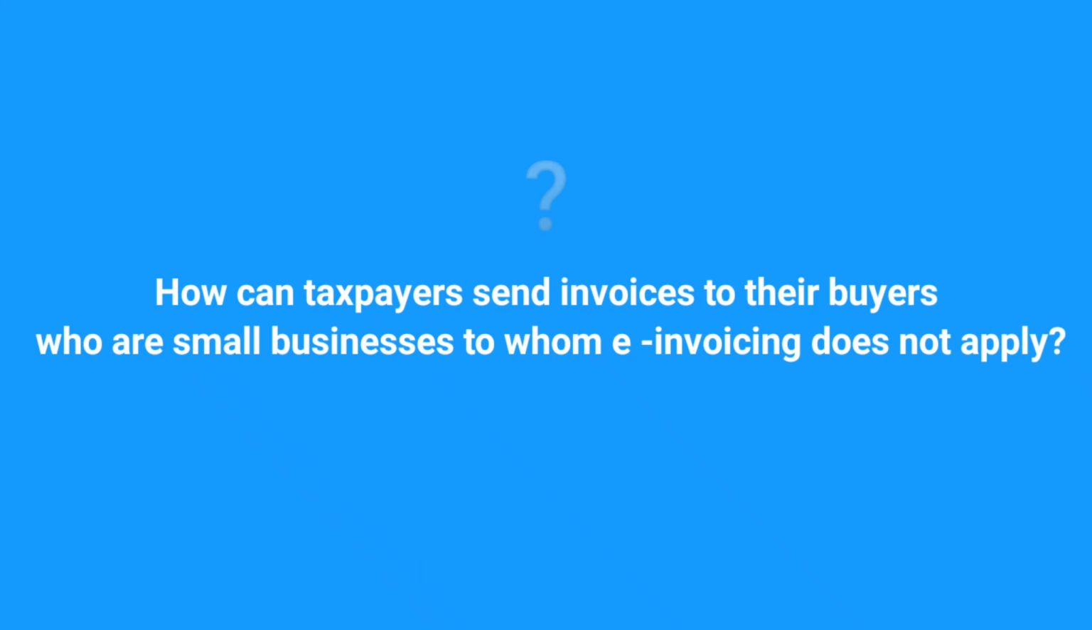How can taxpayers send invoices to their buyers who are small businesses to whom e-invoicing does not apply? There is no change in this process. Large taxpayers can convert the signed e-invoice JSON into PDF and share the copy by email or send a printed copy by post or courier, etc. However, GSTN has stated that system-to-system exchange of e-invoices will be provided in due course.